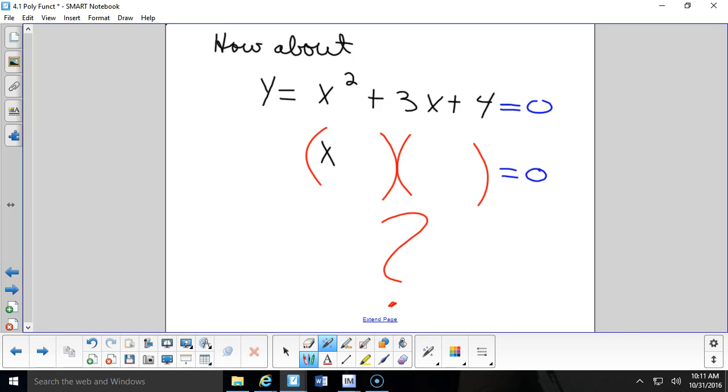But the signs don't work. Because I got to get positive 4 at the end. So I can't have positive 4 and negative 1. That would get me 3 in the middle, but that wouldn't get me positive 4 at the end.